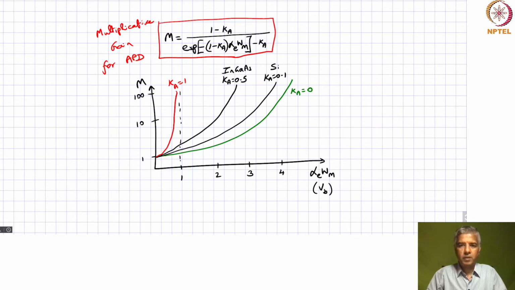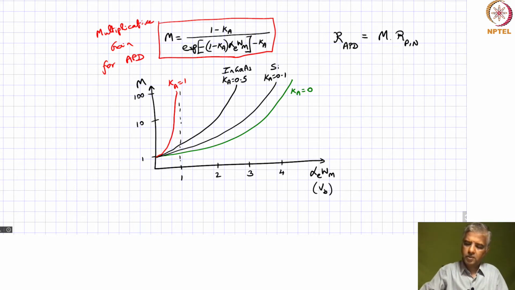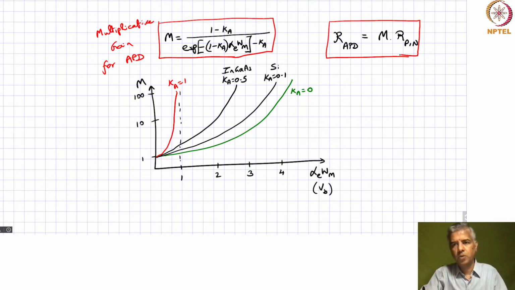So we talked about noise very briefly. We do want to go a little more into detail as to what are the kind of noise sources in the receiver, but before we go to that, we will just complete our discussion with respect to avalanche photodiodes. So essentially what we are saying is, when you're looking at the responsivity of APD, that corresponds to M times the responsivity for the PIN structure. So that's the key thing to keep in mind about avalanche photodiodes.